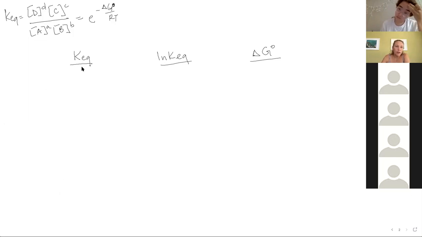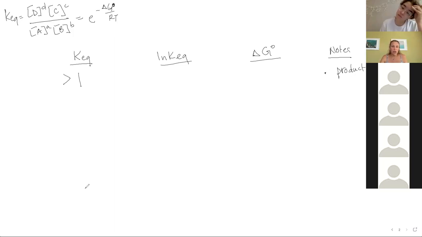Okay, so if we have a KEQ that is greater than 1, this ratio being greater than 1 is saying that we are favoring our products. So we can add another little line here for notes, but this is going to be product favored, which makes sense because this is a ratio of our products raised to their stoichiometric coefficients divided by our reactants raised to their stoichiometric coefficients. So if you're greater than 1 in this ratio, you're favoring your products.